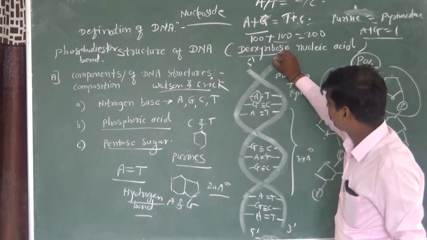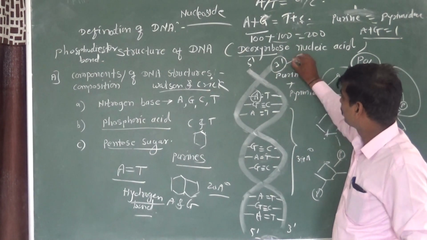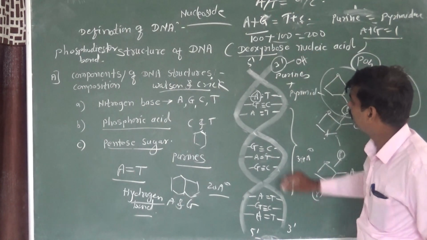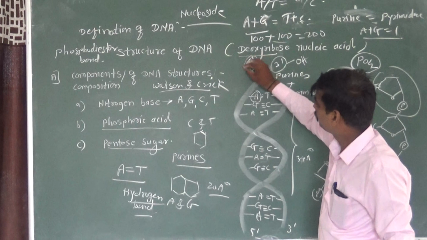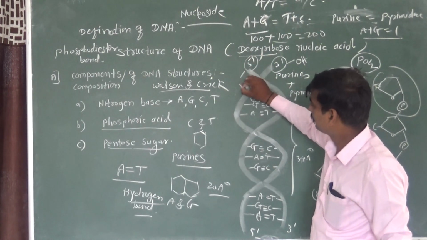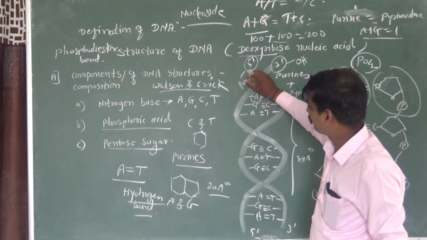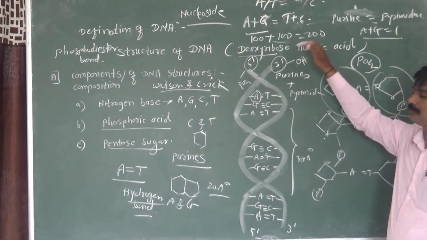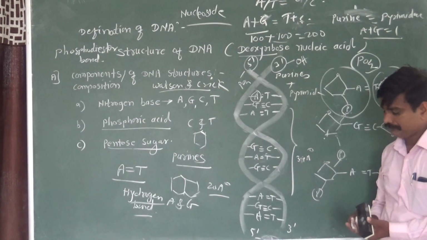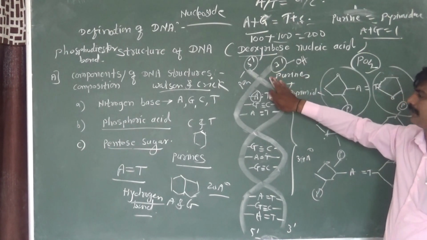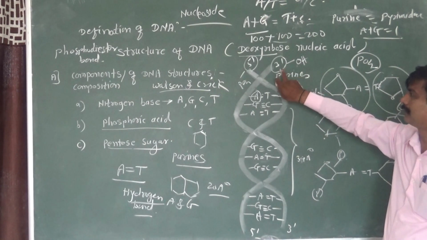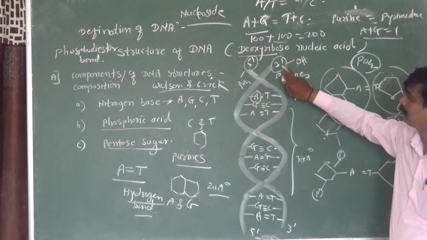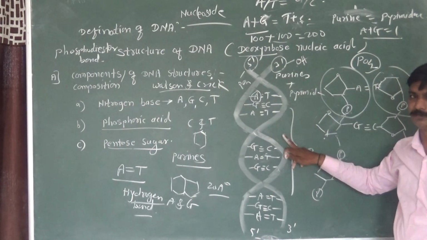Here, the 3' end is the free end where the OH group is present, and the 5' end is the attachment to the phosphate group. The OH group is free, so a new nucleotide is added at the 3' end, not the 5' end. The 5' end is not free, but the 3' end is free. This is how nucleotides are added.